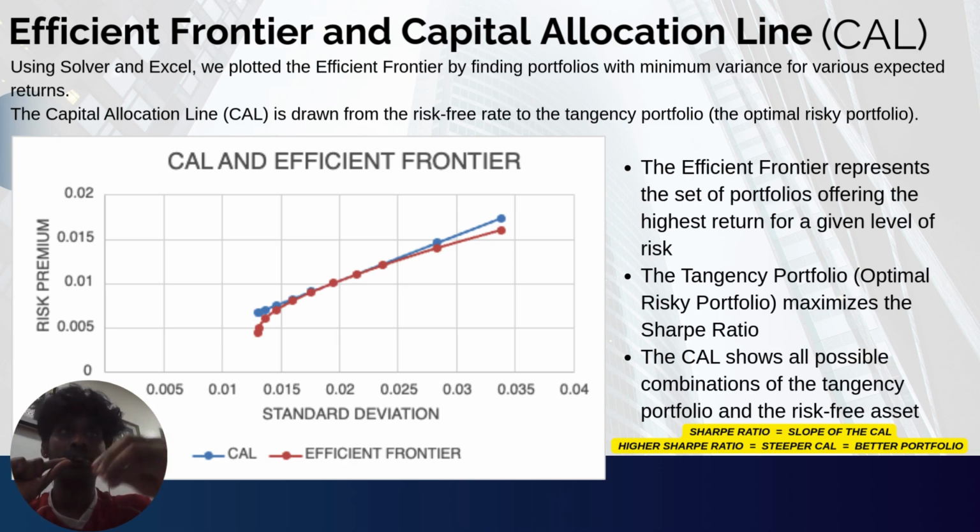The blue line represents the capital allocation line. This line begins at the risk-free rate and extends through the tangency portfolio, also known as the optimal risky portfolio. The tangency point is where the capital allocation line touches the efficient frontier.